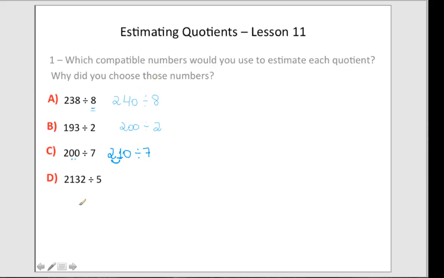And here, did I do this right? Look at this. Difficult, right? 2000. But guys, you remember multiples of 5 end with 0. So here I would use 2000 only instead of 2132. So I chose these numbers to be my compatible numbers. It's not asking me to solve.